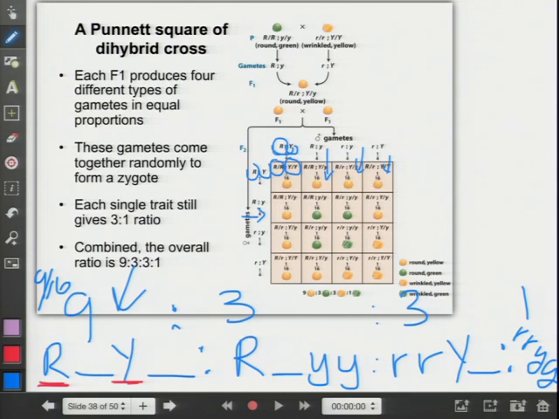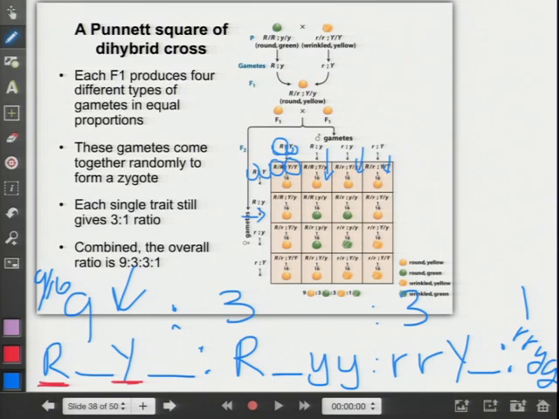Okay? So you should never, ever have to draw out this square, especially on a test, because it's going to take a long time to draw 16 squares and fill all that out, and then count up when I ask you how many are going to be dominant for one trait and recessive for the other.